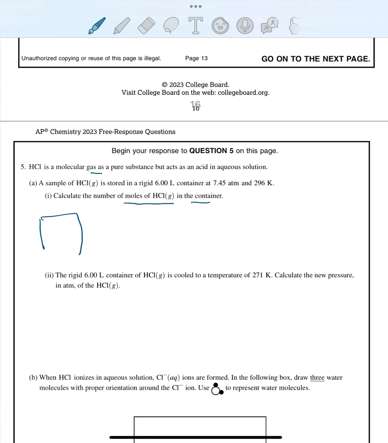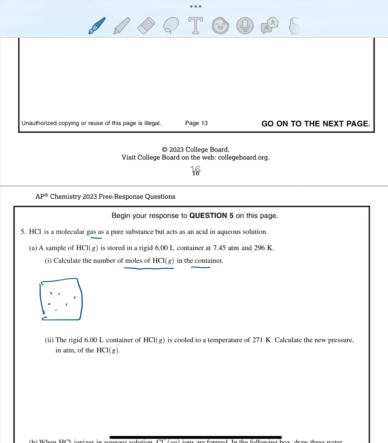So we've got some sort of container here, we have a volume, we have a pressure and a temperature, and we have these HCl gas molecules in there. And so looking at the variables I have and knowing that HCl is a gas, I know I need to use the ideal gas law, which is PV equals nRT, to find the moles of the HCl. So let's rearrange our ideal gas law for moles. So moles will equal PV over RT.